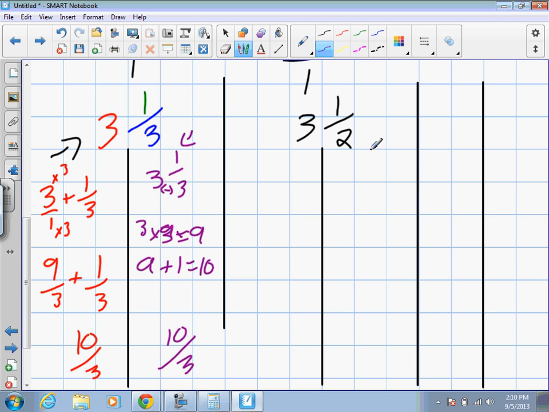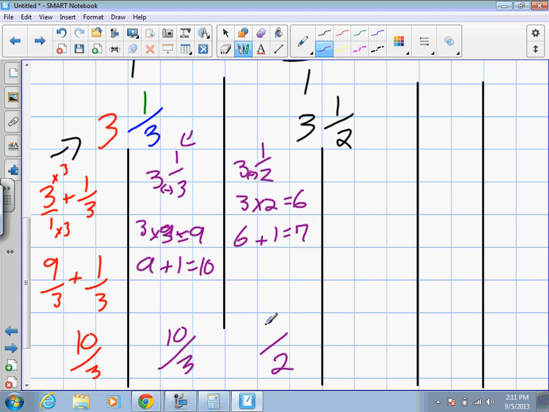So in this question here, we have 3 1/2. We know the denominator is 2, so our answer is going to be over 2. We're going to multiply the whole number by the denominator. What is 3 times 2? 6. That's right. We take that 6 and we add it to the numerator, 1. 6 plus 1 is? 7. So our improper fraction reads 7 over 2.